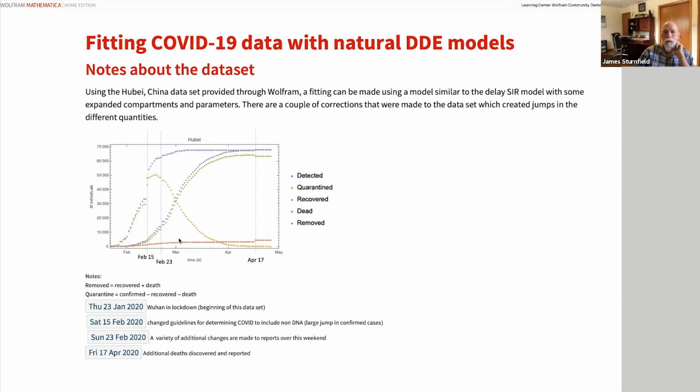And there are some issues with this data. These have to do with reporting. They've changed the way they define COVID cases. They did some adjustments because it didn't agree with other provinces. And then they found a bunch more people dead. So those are some of the significant changes in the data set.